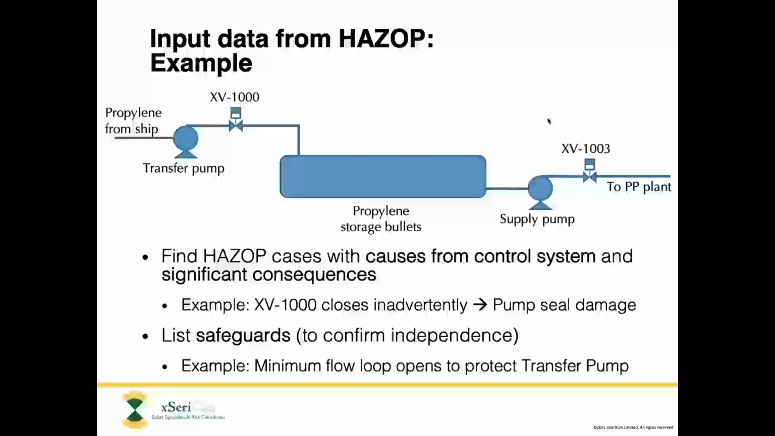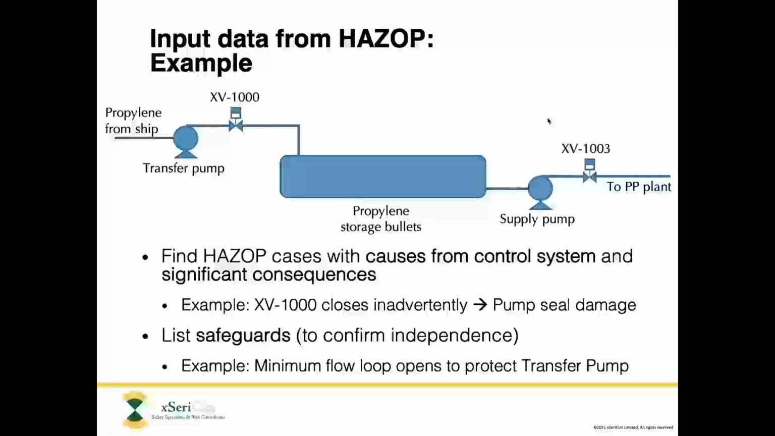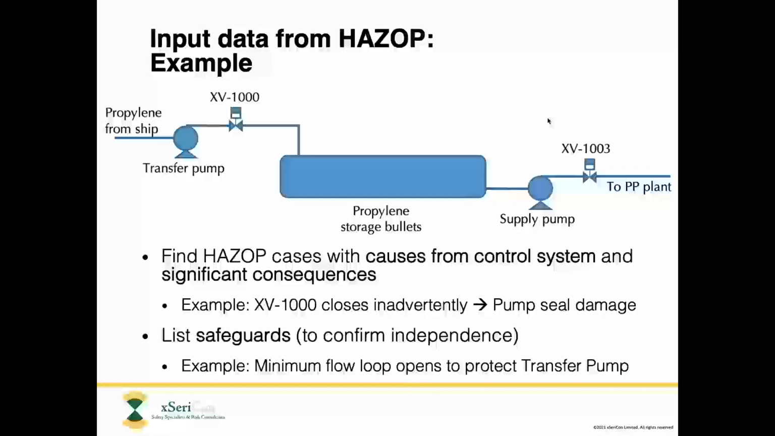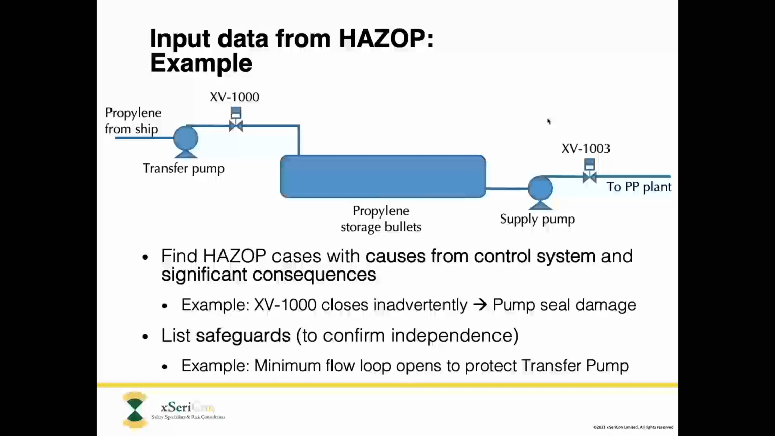So we need to know what type of cause it is. The second thing we need to know is what are the ultimate consequences, assuming no safeguards apply. In that case, that's a potential propylene leak and fire. And the third thing we need to know is what safeguards were identified for this case. In this case, quite likely there would be something that would either trip the pump or maybe protect the pump in some other way, for example, a minimum flow loop that might recycle back to the ship.